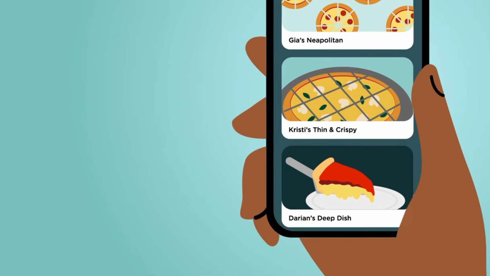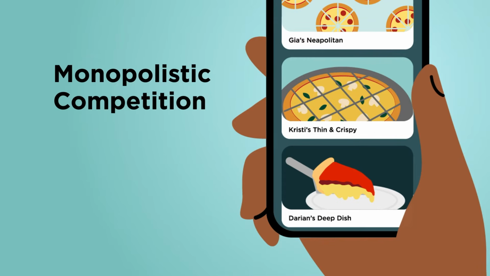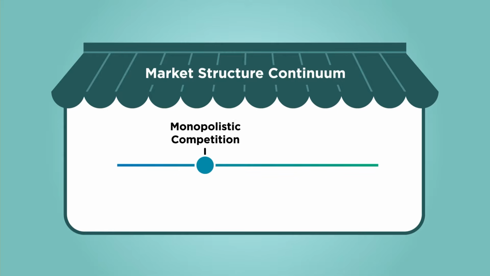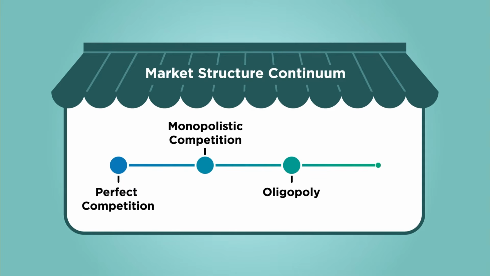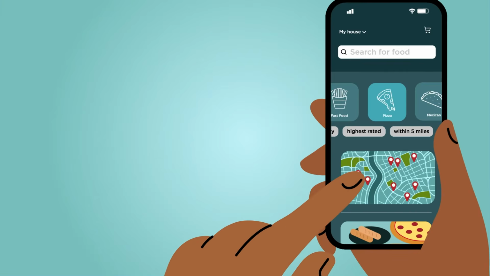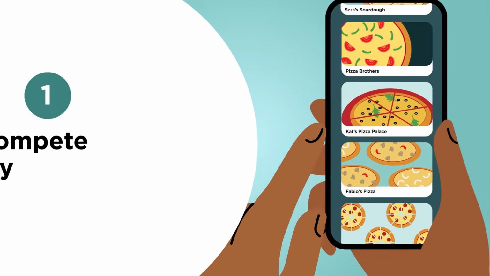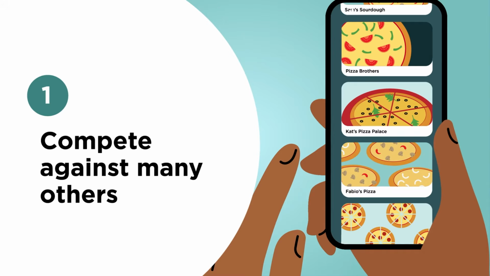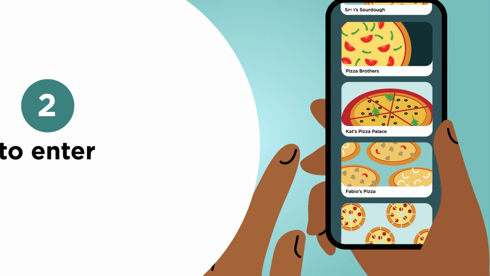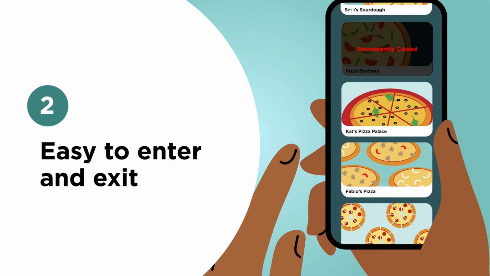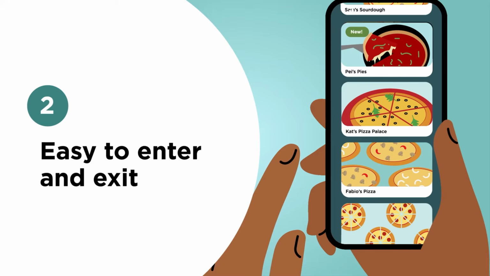You could look at these 3 pizza places as monopolistic competition because they're producing similar but not identical products. Monopolistic competition falls between perfect competition, where sellers are selling identical products, and a monopoly, where a seller is the only one able to sell that product. Like perfectly competitive businesses, monopolistically competitive businesses compete against lots of other businesses, and usually it's pretty easy to enter and exit the market. That is, there are few or no barriers that prevent businesses from competing.